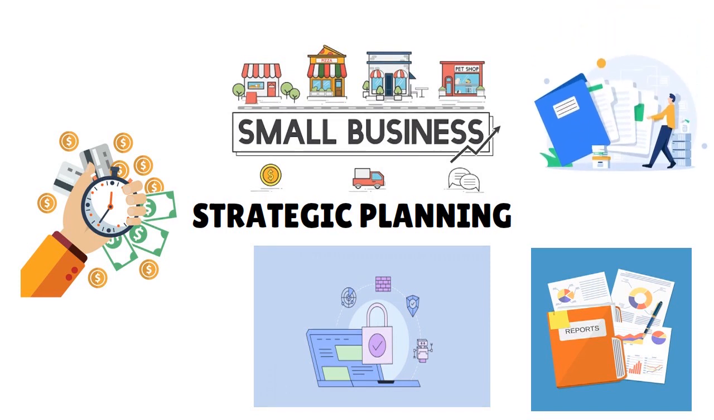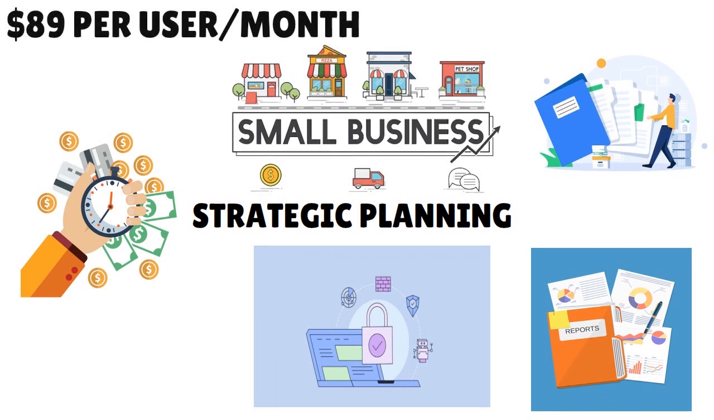So what about Actionstep? For Actionstep, the pricing starts at 89 bucks per user per month, billed annually. If you go with monthly billing, expect to pay 100 bucks per user per month.